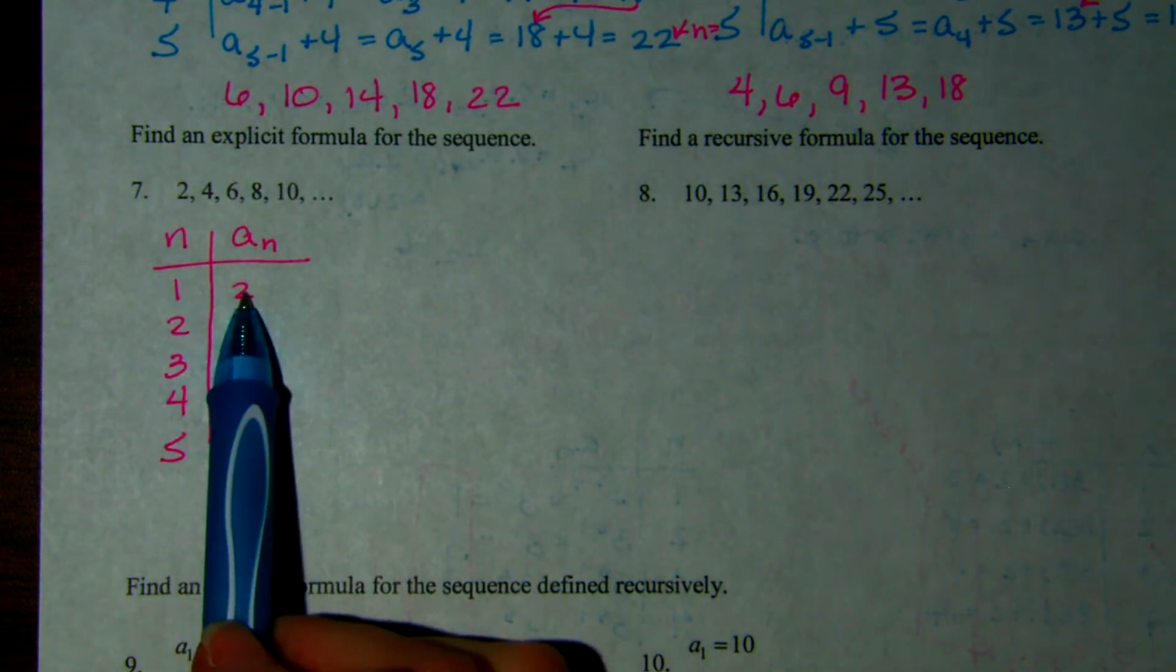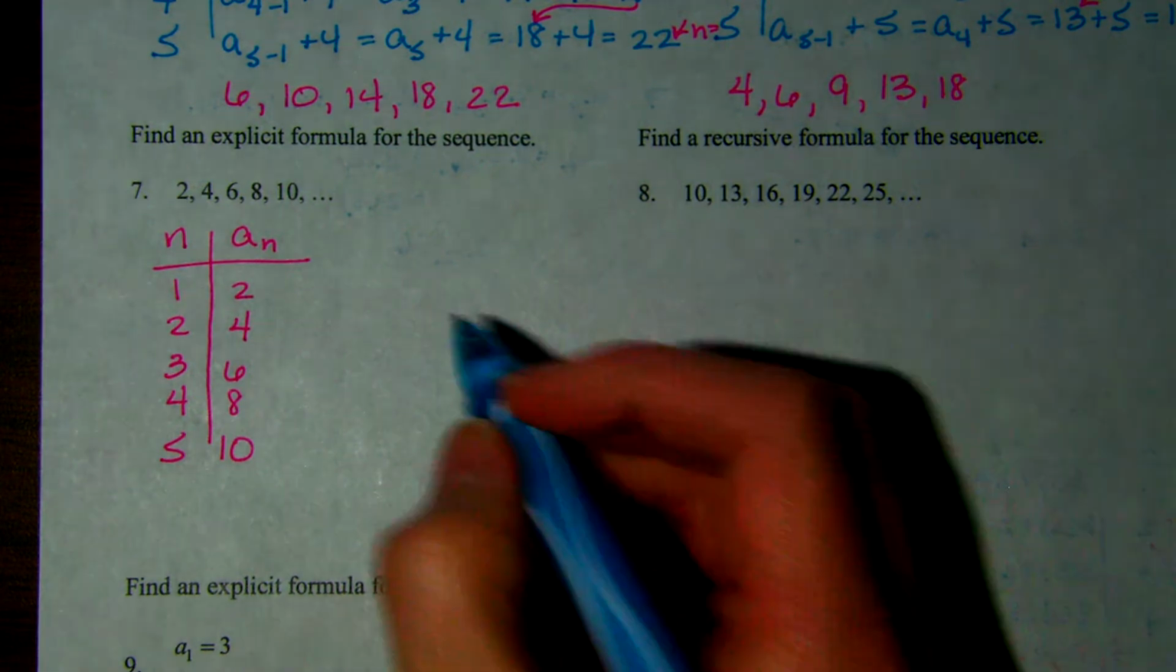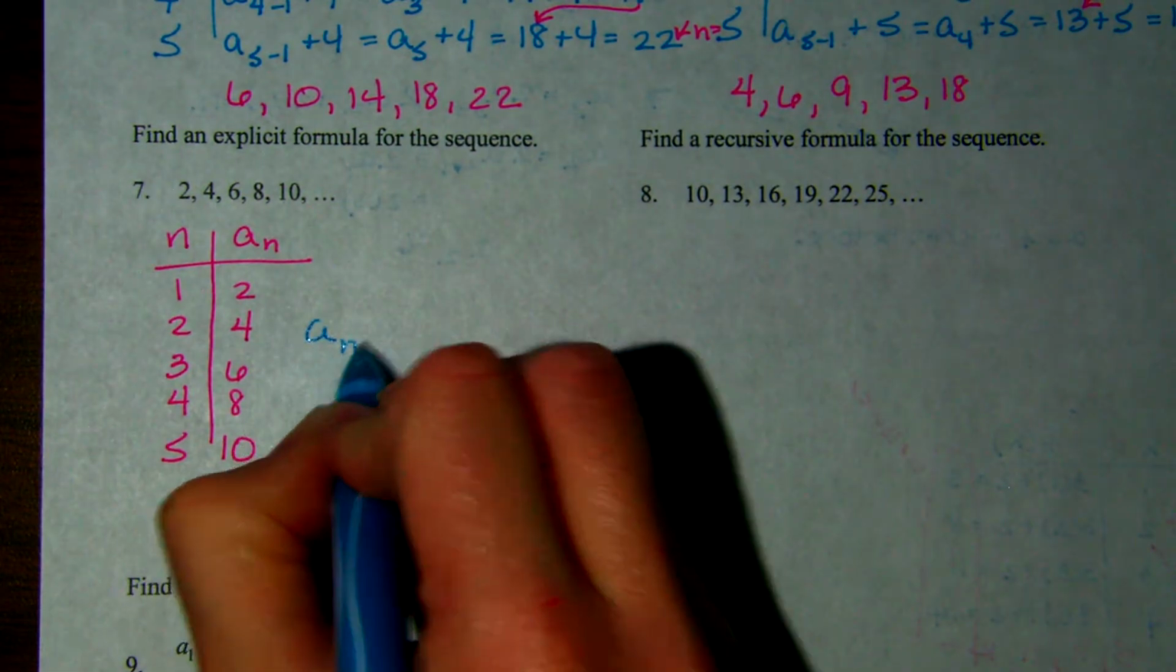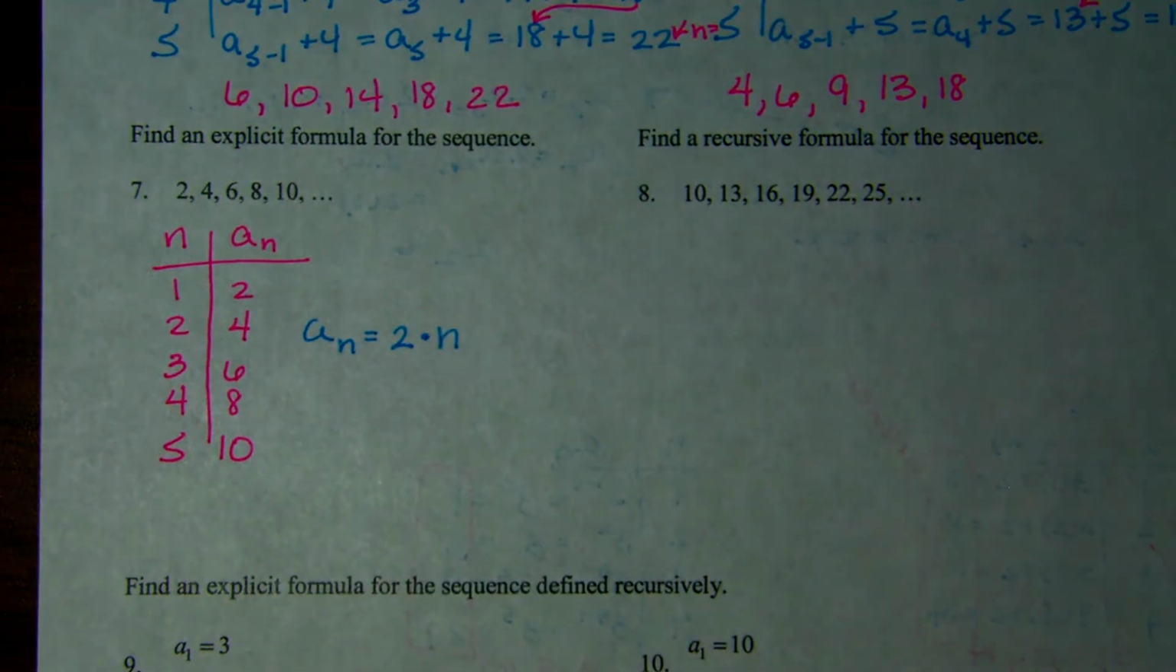So 1, 2, 2, 4, 3, 6, 4, 8, 5, 10. We're just multiplying by 2. So A sub n is equal to 2 times n, 2 times your position. And that's your formula, you're done.